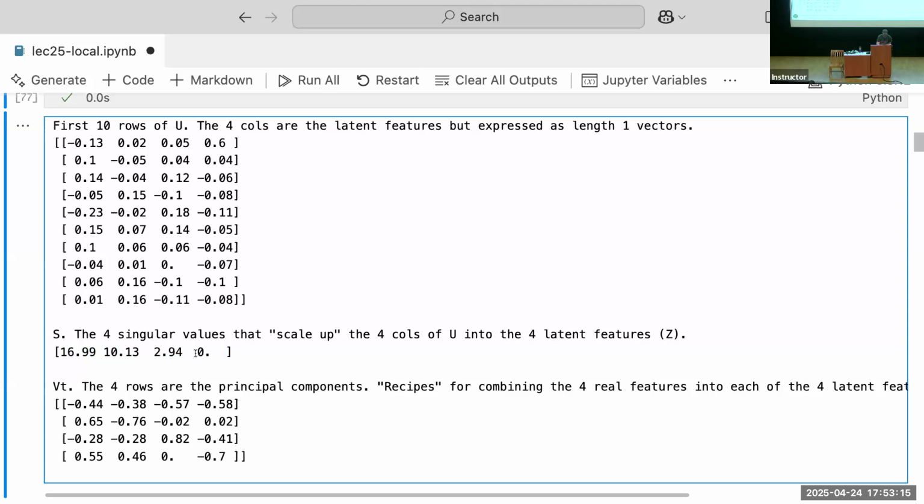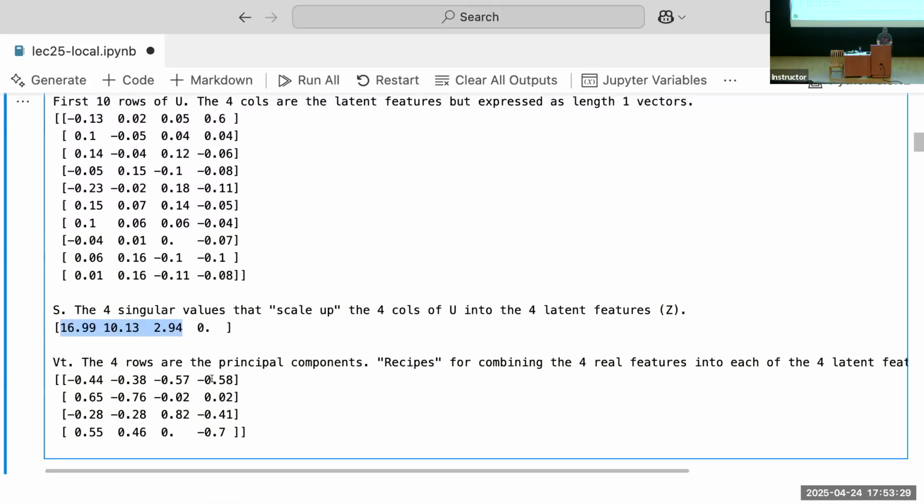Notice the last singular value here is 0. That tells us that this is a rank 3 matrix, which we confirmed on our own. Width, length, and area are all linearly independent. And then finally, VT. The rows of VT are the principal components. The columns of V are the principal components. So we have everything we need to go do PCA now.